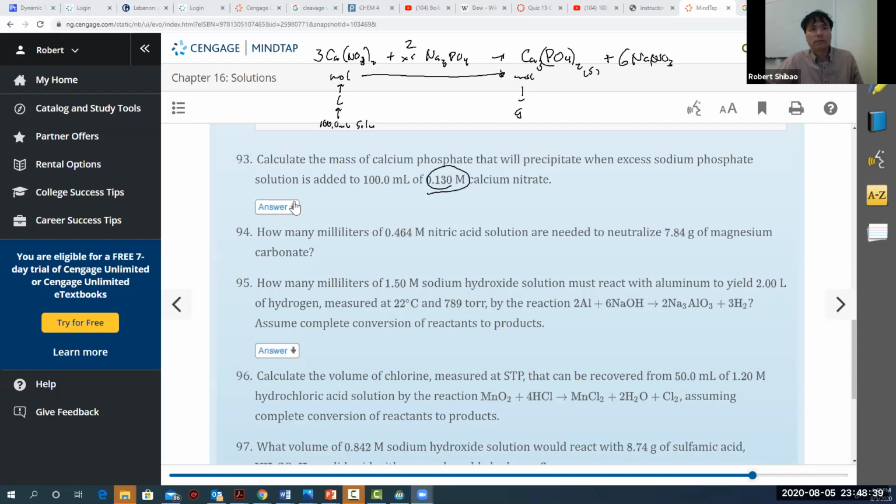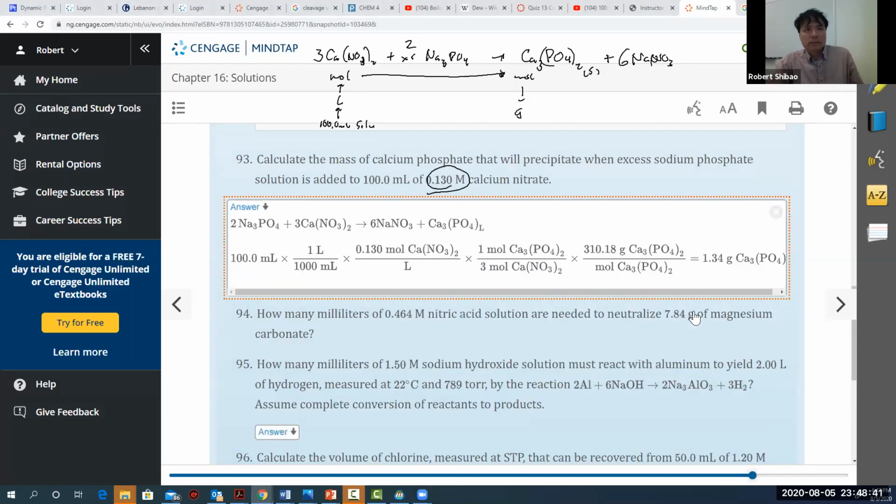So let's take a look. We go from milliliters to liters of solution, to moles of pure calcium nitrate using the molarity 0.130 molar, which means 0.130 moles of pure calcium nitrate per liter of solution. The solution is a mixture. And then we had a 1 to 3 mole ratio here. 1 mole of calcium phosphate precipitated for every 3 moles of calcium nitrate reacted. And then once we got moles of calcium phosphate, we just need the molar mass. We can look that up or calculate ourselves, and we get 1.34 grams of calcium phosphate.